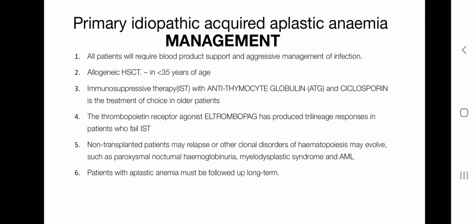In people less than 35 years, the treatment of choice is an allogeneic stem cell transplantation, homologous stem cell transplantation. And in older patients in whom stem cell transplantation is not possible, immunosuppressive therapy is used with anti-thymocyte globulin and cyclosporin. So the treatment of choice in older patients, or those who are not fit for a stem cell transplantation, is immunosuppression with anti-thymocyte globulin and cyclosporin.